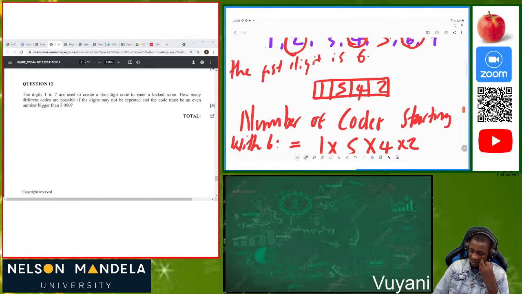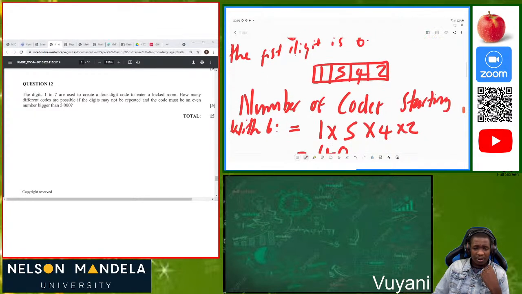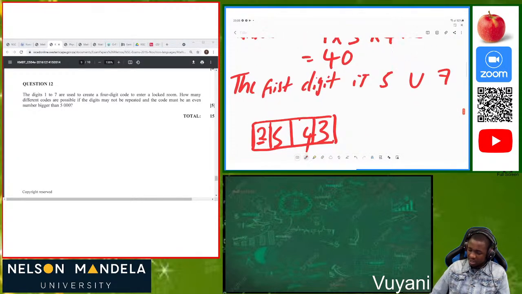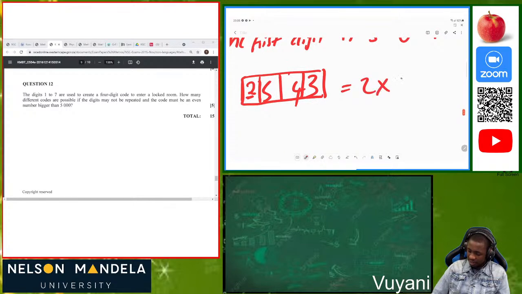So what's important is the first one and the last one, because they say that the digits 1 to 7 are used to create the 4-digit code to enter the room. How many different codes are possible if the digits may not be repeated and the code must be even? So we just have to say 2 times 5 times 4 times 3. Then 2 times 5 is 10, 10 times 4 is 40, 40 times 3, it's 120. We know that it's 120.